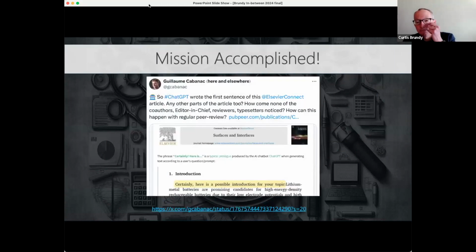I just pulled one example. This is from last week. This is the Elsevier paper that showed up from the journal Surfaces and Interfaces. And it has the ChatGPT preamble not even buried on page 9 of this article. It's the first sentence of the article: "Certainly, here is a possible introduction for your topic." And before this, I think last month, Frontiers had the debacle with the AI image of the rat.